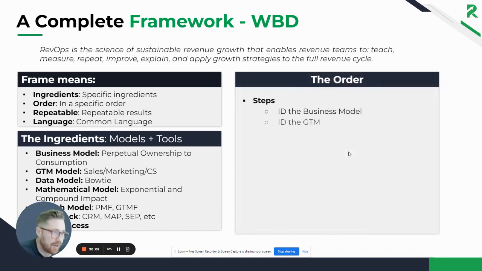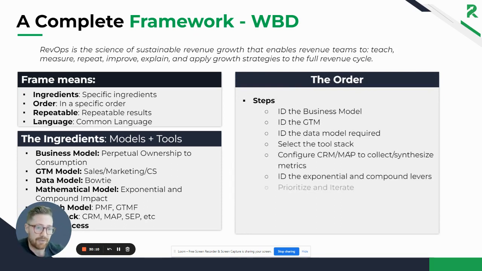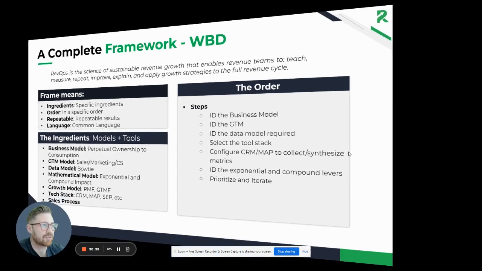So order number one, we're going to ID the business model. That is class 2 right after this. We're going to talk about the business model. Number 3, ID your go-to-market based on your business model. We're going to talk about that. And day 2, that's class 3. ID the data model. Then we're going to select the tool stack, configure the CRM and map based on what you need to collect. Synthesize, ID your exponential and compound levers, then prioritize and iterate and start to affect marginal change inside the RevOps data model, which will have outsized impact or RevOps lift.